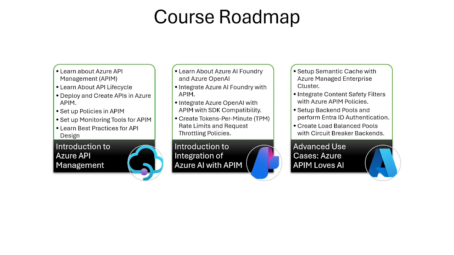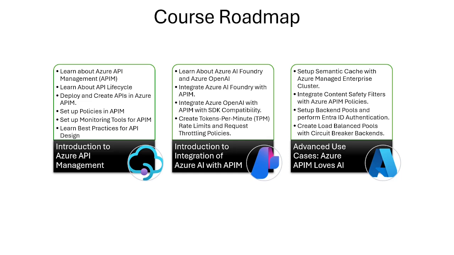Now that we have a bit of idea about API Management and Azure AI, let's talk a bit about how the course roadmap will look like. So the course is divided into three parts. The first part will focus on introduction to Azure API Management, in which we learn about Azure API Management, learn about API lifecycle, deploy and create APIs in Azure API Management instance, set up policies, set up monitoring tools, and also learn about best practices for AI API design.